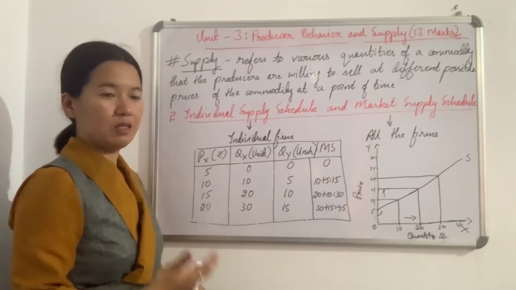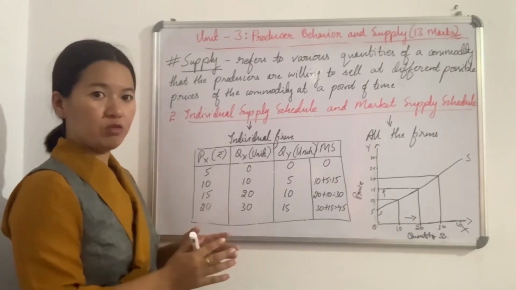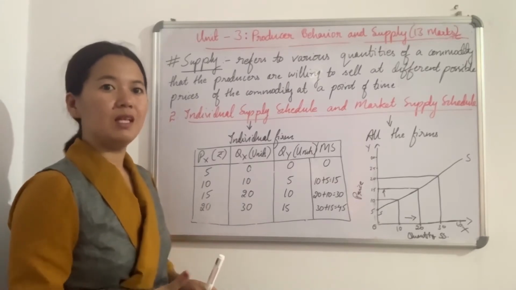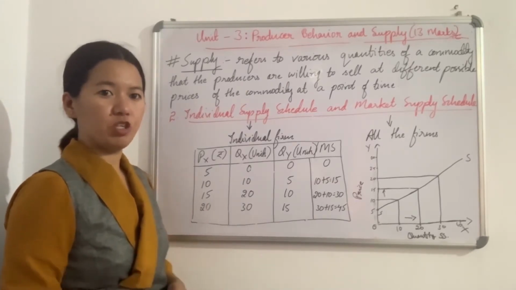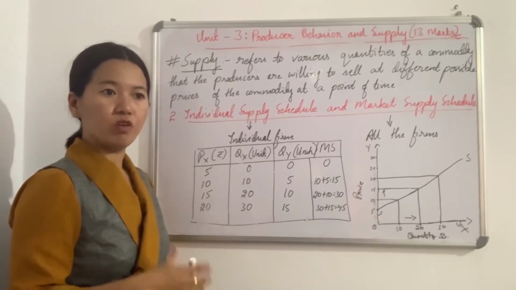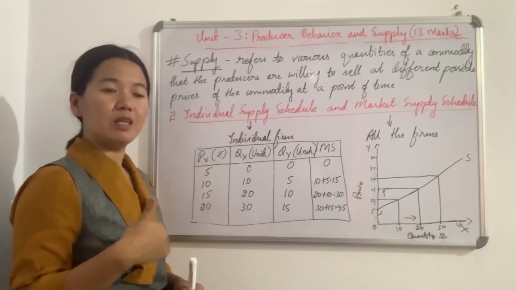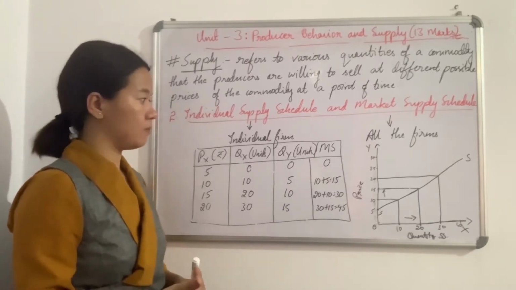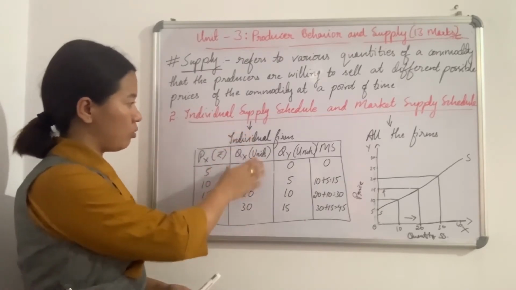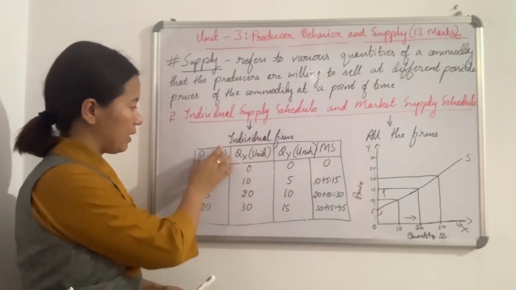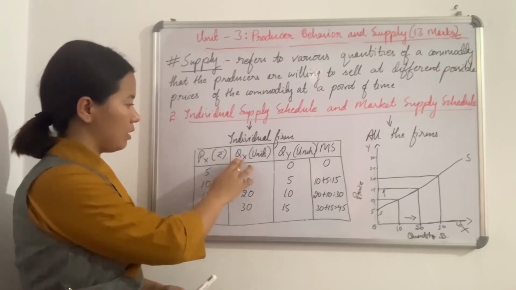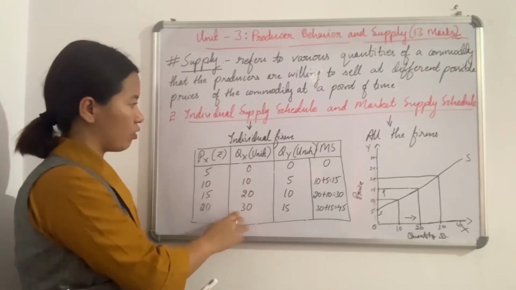firms is called an industry. So in an industry, the total quantities of a commodity that all the producers are willing to sell is called the market supply schedule, whereas the individual supply schedule is the total quantity of a commodity that an individual seller is willing to sell. In this schedule or in this table, the individual supply schedule is QX and PX. According to the price of PX, firm X is changing his supply of a commodity.